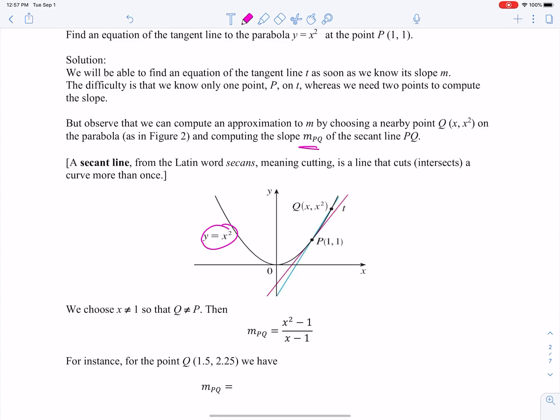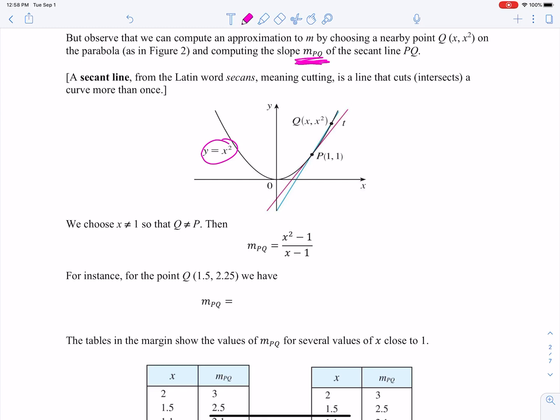So this notation M sub PQ just means the slope between points P and Q of this secant line PQ. Remember, a secant line crosses a curve twice or more. A secant line, from the Latin word secans, means cutting, right? So it's a line that cuts, intersects a curve more than once.